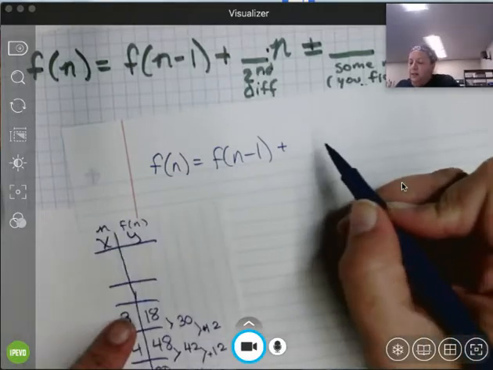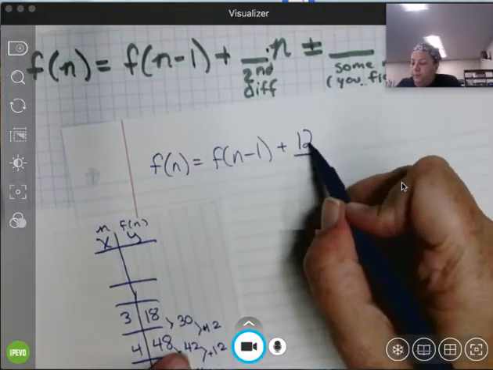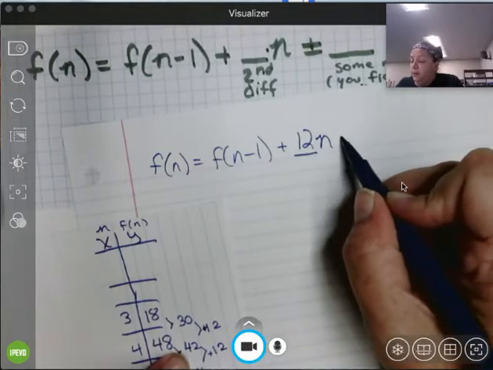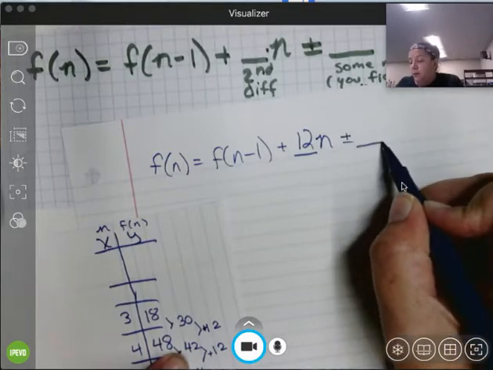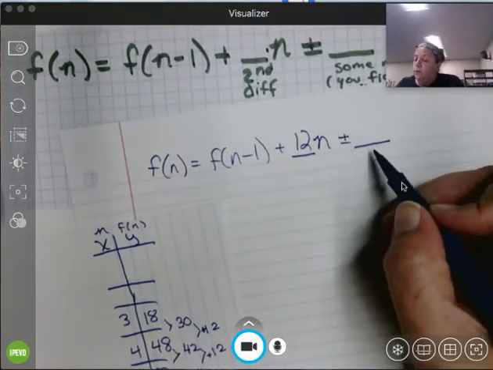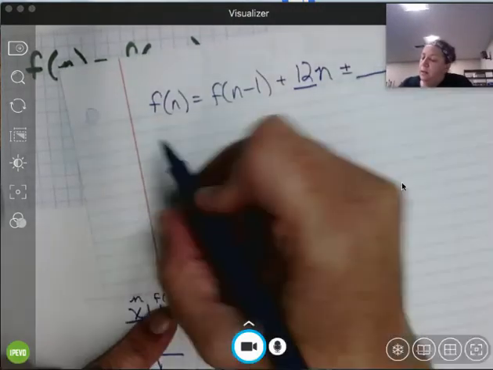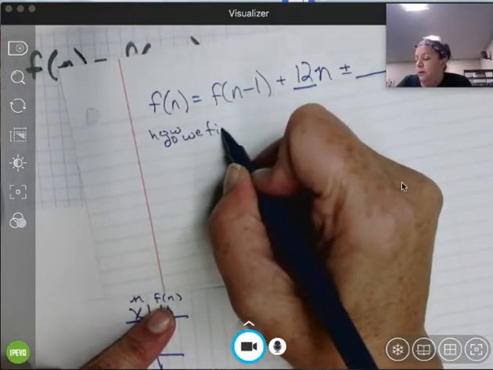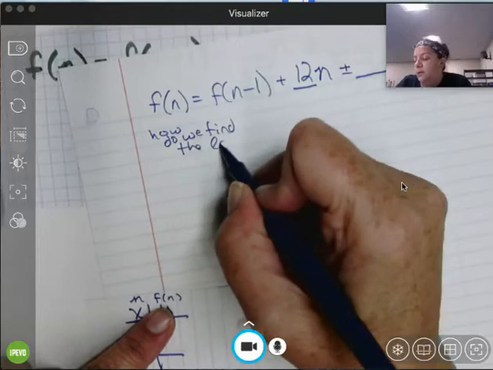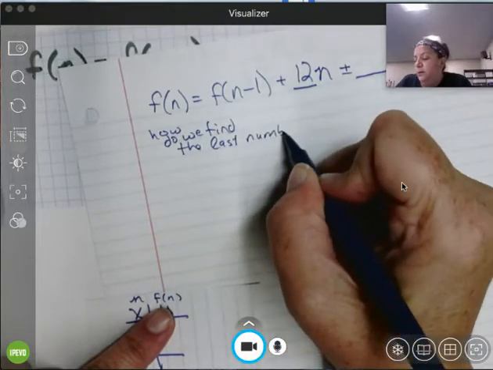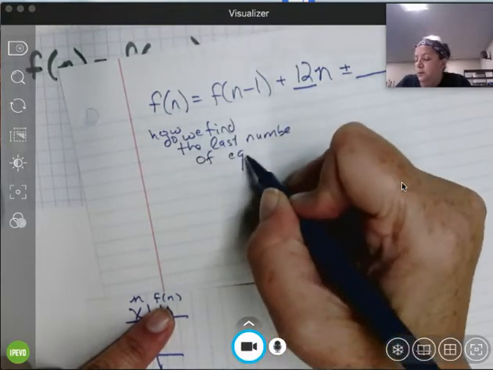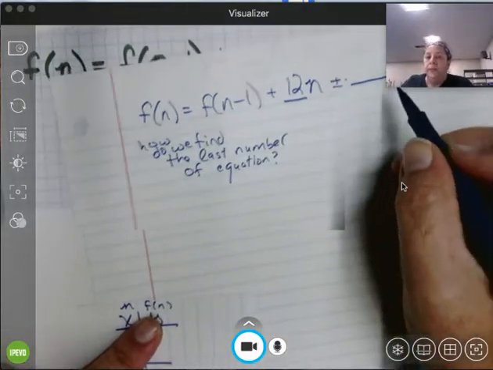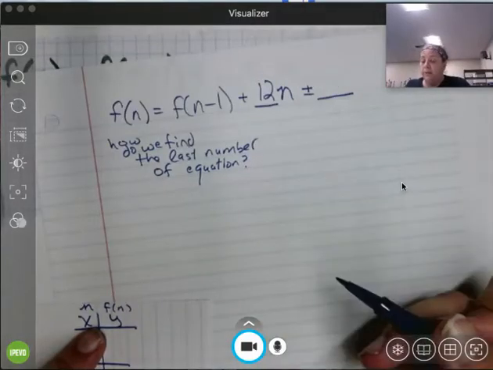Our second difference is going to be 12 times n, sort of like a linear equation, 12n plus or minus some other number. So the next step is, how do we find that other number? I'll call it the last number of the equation. Right, this one right here. Well, we're going to use some of the information that we already have.